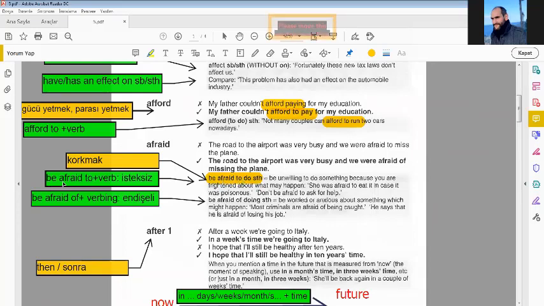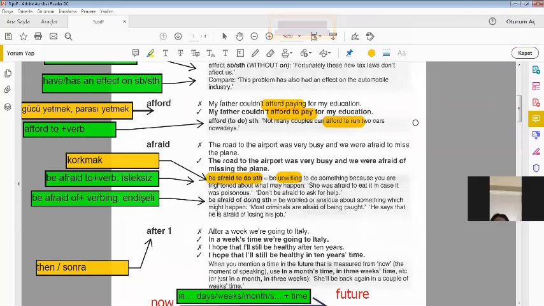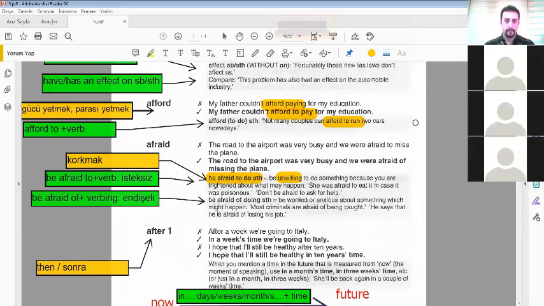As you see here in the green box, be afraid to verb. Unwilling. What is unwilling? Unwilling means you don't want it. İsteksiz. So whenever you don't want to do something, you say, I'm afraid to eat. I'm afraid to go. Why? Because I don't want to. Or I'm afraid to read. I'm afraid to play. It's like that. Read the next part.